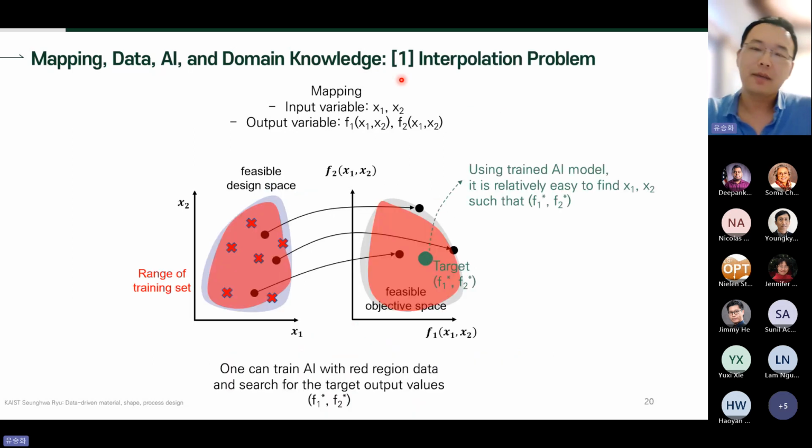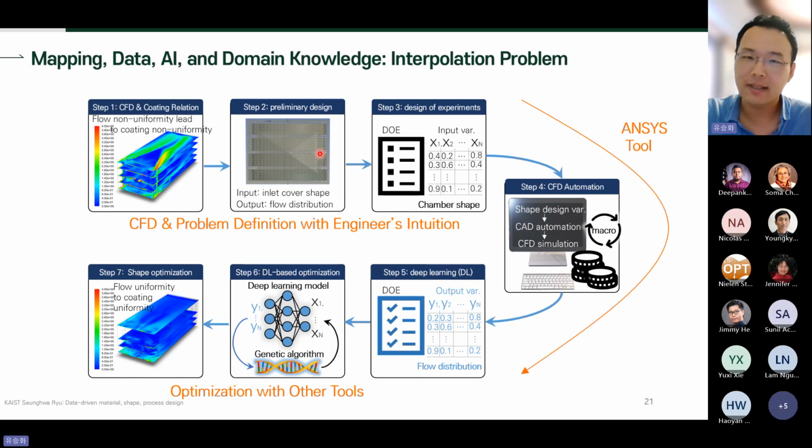So one of the categories is the interpolation-based design problem. This happens when we can secure a large enough and wide enough data set to cover the entire design space. Suppose that this red area is the range of the training set. If we train an AI model on this large, wide, and dense data set, it's quite easy to find the target F1, F2. It's quite easy to find X1 and X2 such that F1 and F2 result. Okay, so this is the interpolation problem, and I will get into the details in the third part of today's talk as an Ansys example.